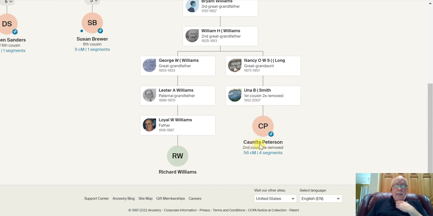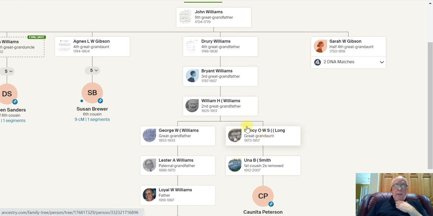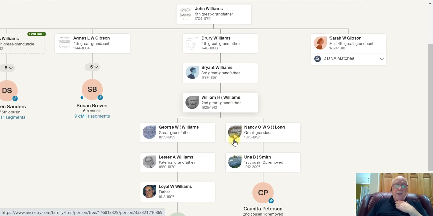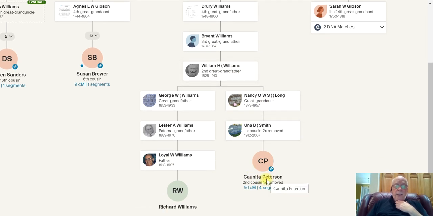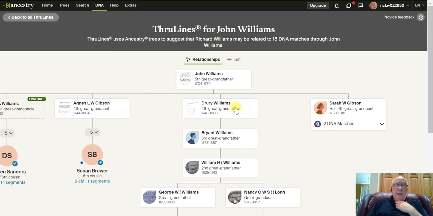Now, Kanita here may not claim Bryant or Drury. She may not know. In fact, she may not know that Nancy belongs to William. But there is a tree, and I can drill into here and look at her tree and see what it says. But Ancestry is saying this is the relationship, and this relationship is called a through line. Okay, so that's about a 20-minute video, and I want to keep it to 20 minutes. So this is what DNA and the family trees are all about on the website.